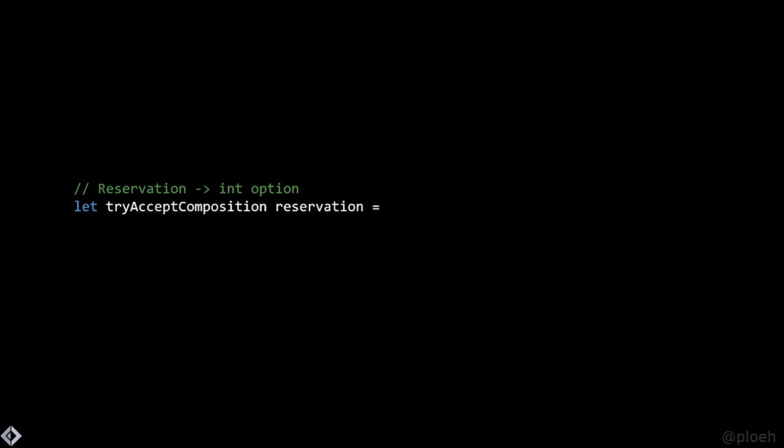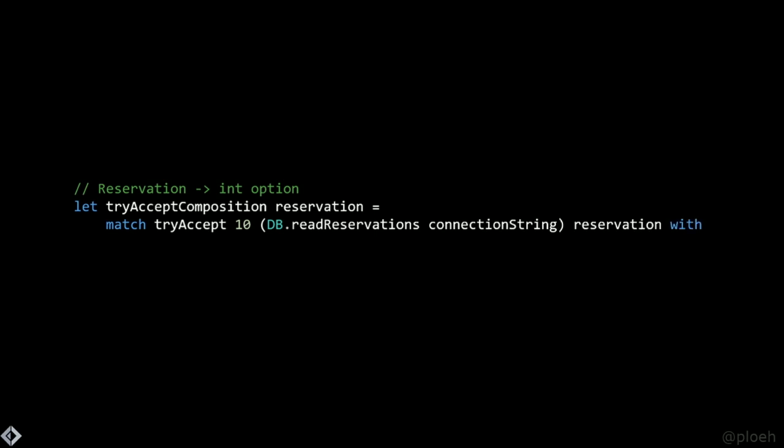So what I need to do now is I need to call try-accept with the 3 arguments that it now takes and get the value back from that. So I call it with the hard-coded argument 10, with the partially applied function db read reservations with the connection string, and with the reservation. That's all the 3 arguments that it takes now, and it returns a reservation option. And you'll notice that I've surrounded that function call with match with. And that means I can now do pattern matching on the return value of calling that function. And if it's none, I'm just going to return none.